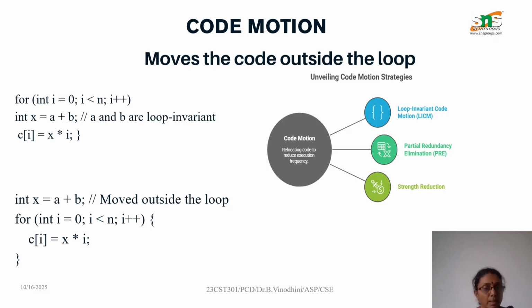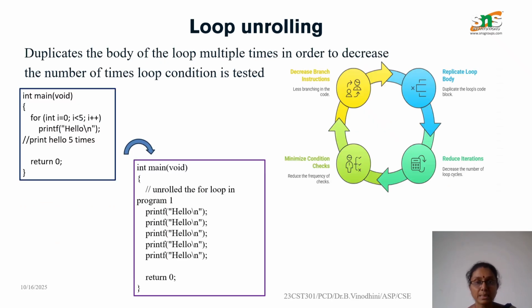In the optimized code, x = a + b is outside the loop. The loop now contains only c[i] = x * a[i]. So in code motion, the loop invariant is identified, that loop invariant is moved outside the loop, and the performance is improved.